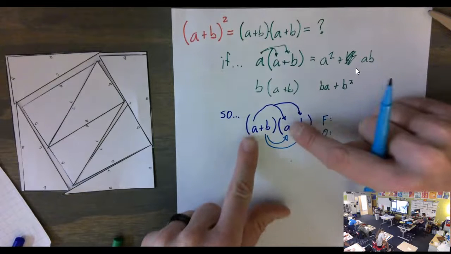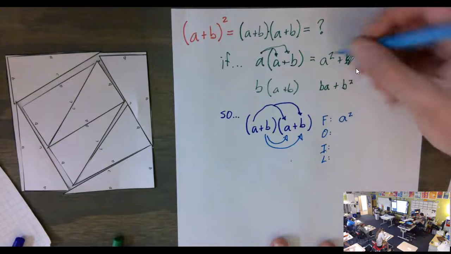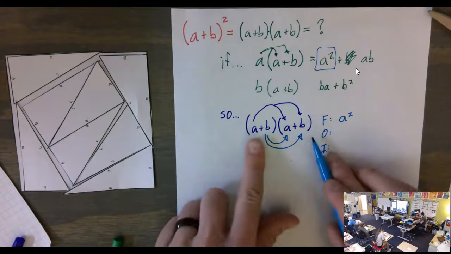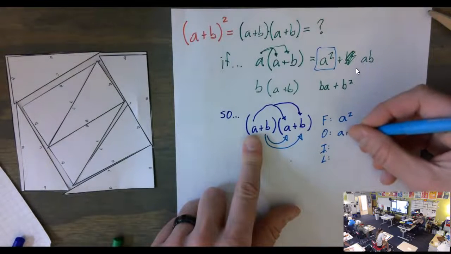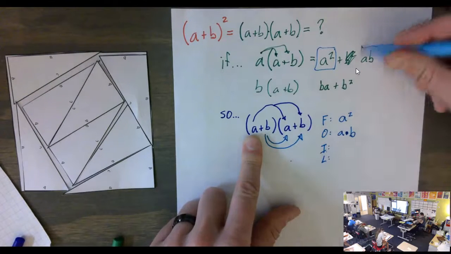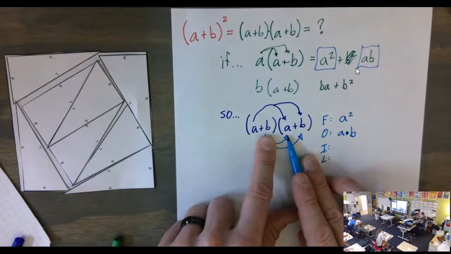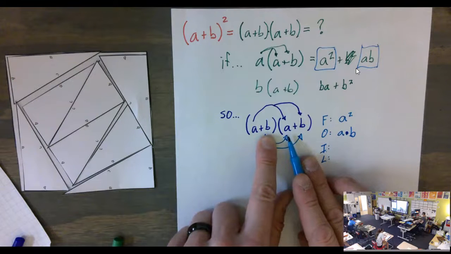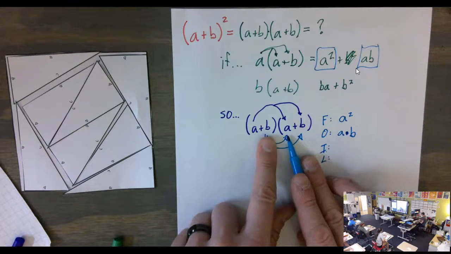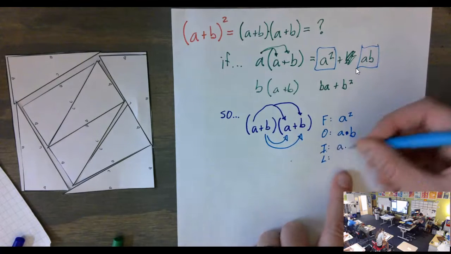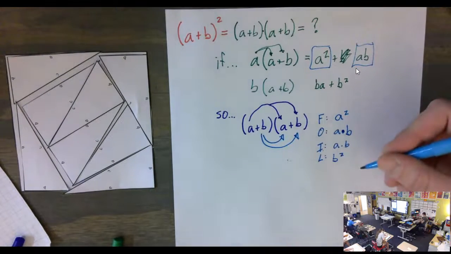Here's what I mean. Your firsts are a times a, right? Your first numbers. So I'd get a squared, like I got up here. My outsides are a times b, which I had up here. My insides, b times a. Is 2 times 3 the same as 3 times 2? So instead of writing b times a, what might be a little bit nicer, make it a times b also. And then what's the last? B squared.